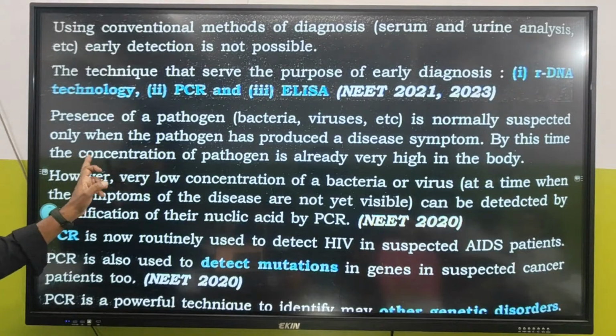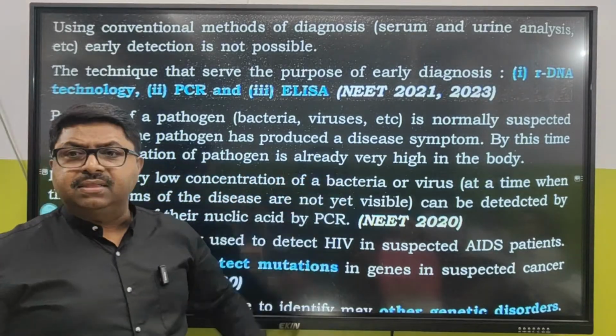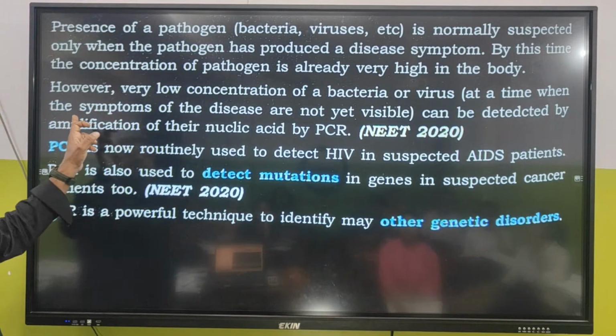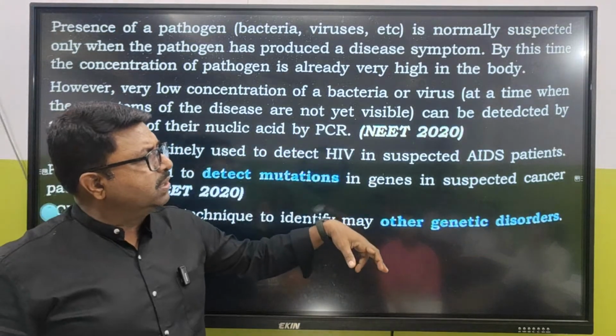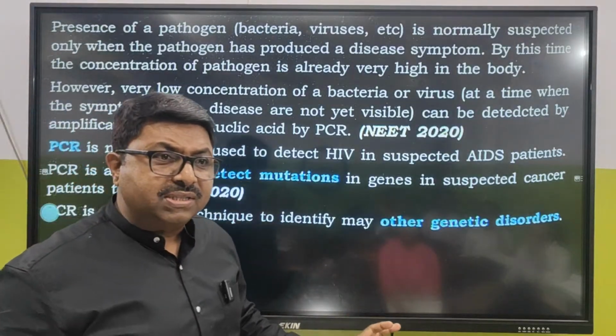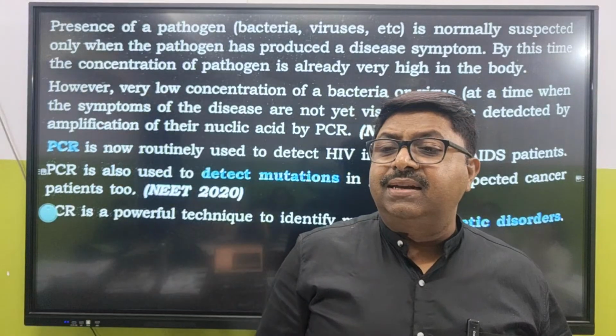By this time, the concentration of pathogen is already very high in the body. A very low concentration of bacteria or virus, at a time when the symptoms of the disease are not yet visible, can be detected by amplification of the nucleic acid by PCR. I think you know what amplification is. That is what is done in COVID.